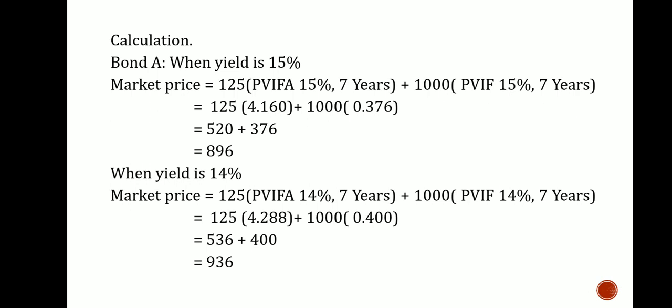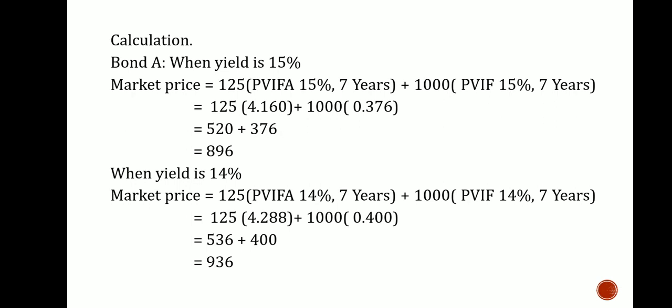Here we need to calculate the market price at 15% yield and 14% yield in order to find the changes in the price. We can use the formula method. Here face value is 1000 and coupon rate is 12.5% for bond A. Therefore the coupon amount is 1000 into 12.5%, that is 125 rupees. So market price is equal to 125 into present value interest factor annuity 15% for 7 years plus 1000 present value interest factor 15% 7 years.